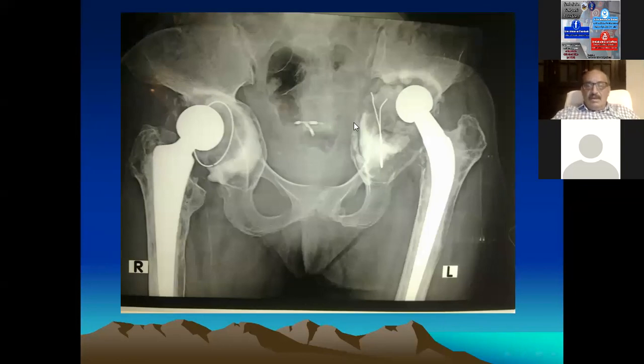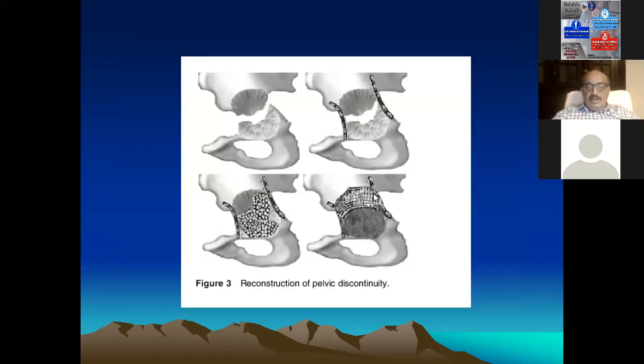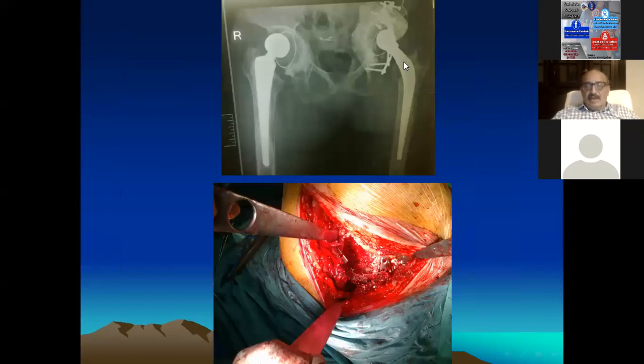This is a very obvious case: a loose cup and pelvic discontinuity. So you need to treat the discontinuity by plating and use mesh to contain the defects. So something like this, and this is the X-ray after. Very difficult, but if it succeeds, usually you build up the bone stock for further revisions.